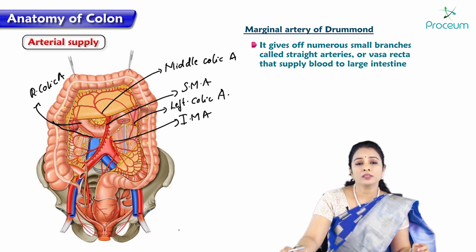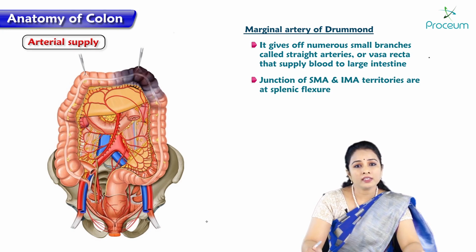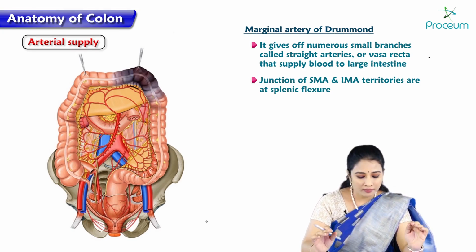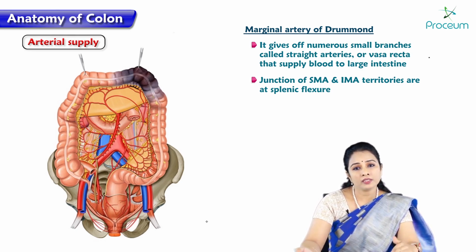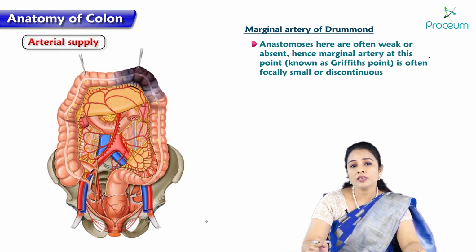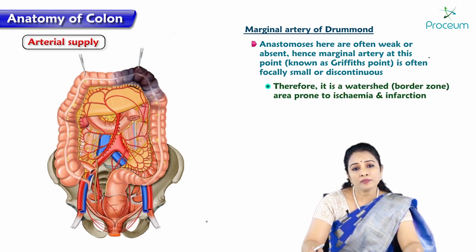At the junction of the superior mesenteric and inferior mesenteric artery territories, like the splenic flexure, there is a dual supply from superior mesenteric branches and inferior mesenteric branches. Anastomoses here are often weak or absent, so the marginal artery at this point is known as Griffith's point, and is often focally small or discontinuous. For this reason, the splenic flexure is the watershed or border zone area, which is prone to ischemia and infarction.